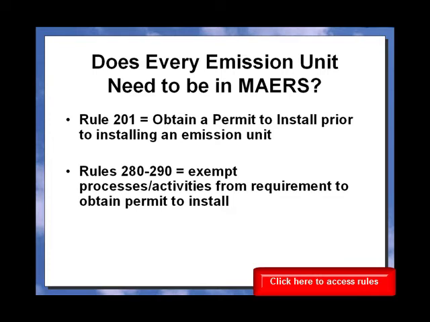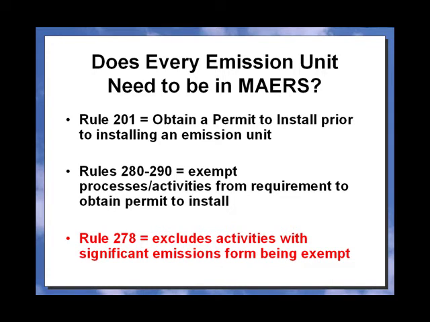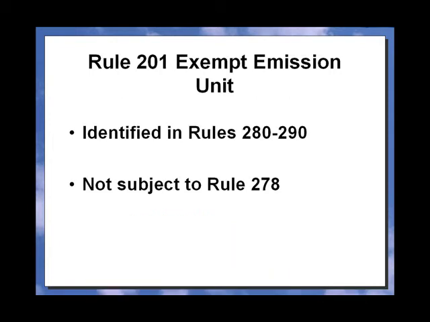Now there's also another rule, Rule 278, that excludes some activities from being exempt if the emissions from that unit or activity are considered significant. So essentially Rule 278 excludes some of the larger emitting sources that might fall under an exemption from actually being installed without a permit. Now if you have questions about Rule 201 or whether or not a piece of equipment needs a permit or not, I'd recommend you check out the tutorial that we've developed on Do I Need an Air Permit?